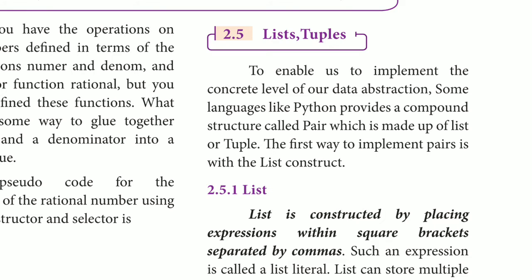This pair is an important 2 mark question, so they'll be asking you what is meant by pair. Programming languages like Python provide a compound structure to implement concrete data type, and that compound structure is known as pairs. The examples for pairs are two things, list and tuples.